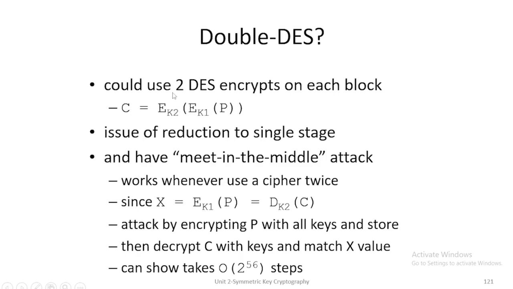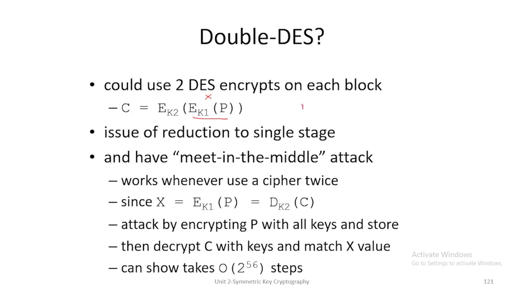Double DES means we implement the DES encryption two times on plain text, so totally two keys are used. The first key is K1, which is used for encryption of the plain text. If we take the encryption of P, this is taken as X. The resultant X value is once again encrypted with the help of K2. Then we retrieve the ciphertext.